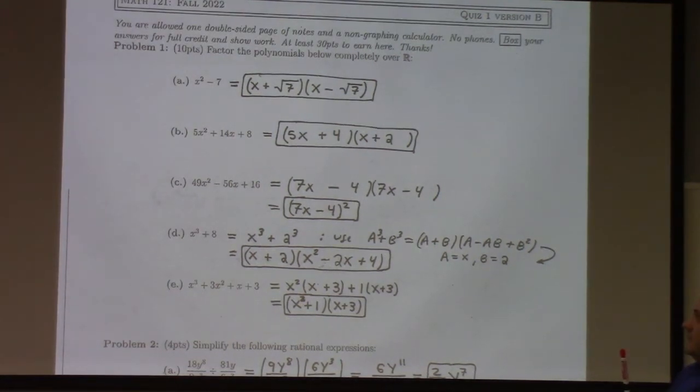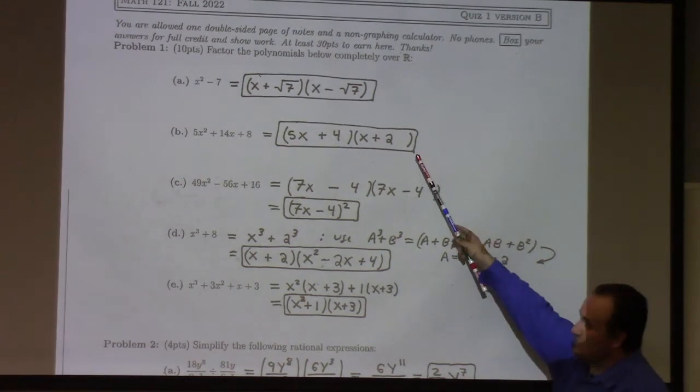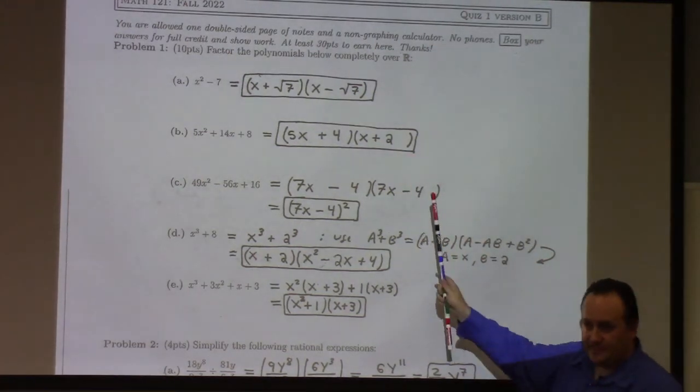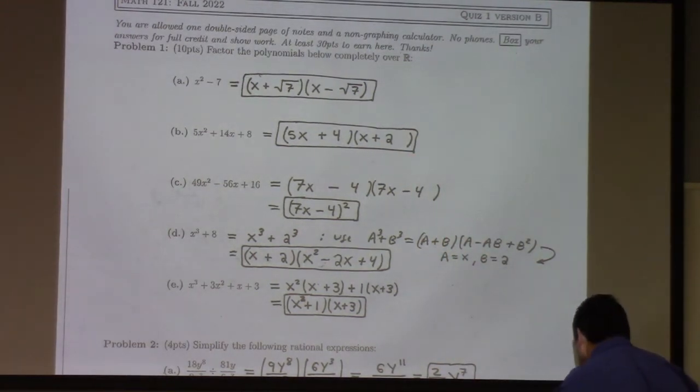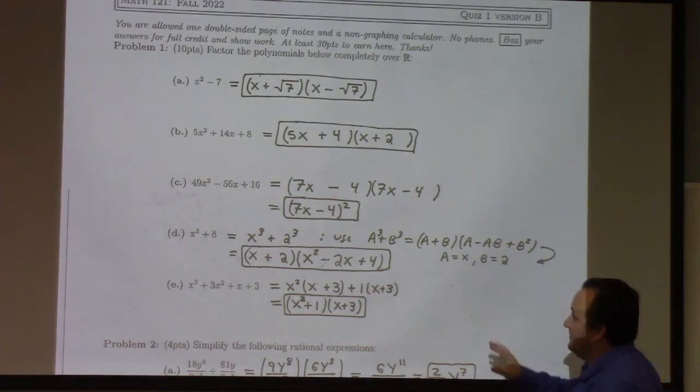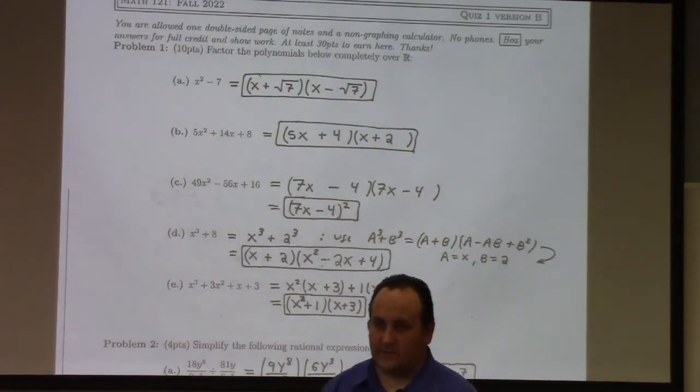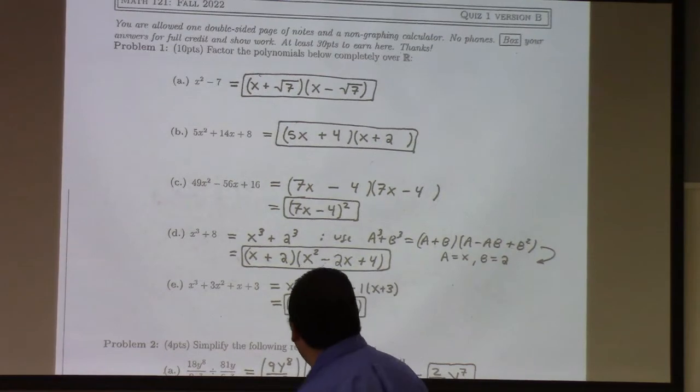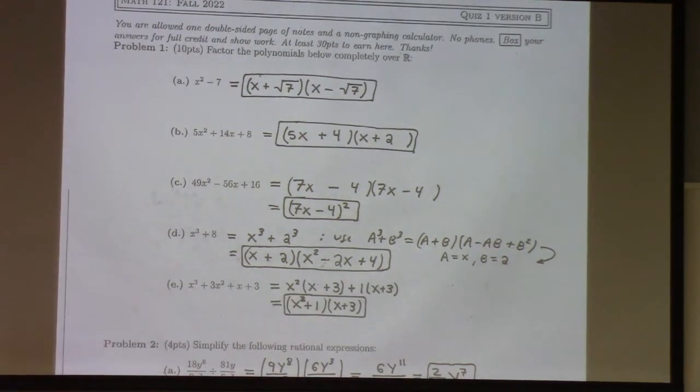In principle. Would you like to see how to do this one with completing the square? I can do that. I think that the way it's done there is probably the easiest way, right? But if I was to complete the square on this one, I could, if I'm stuck on the factoring. 5x squared plus 14x.